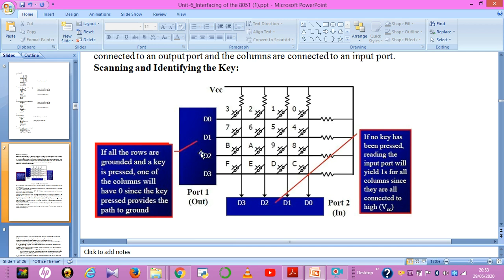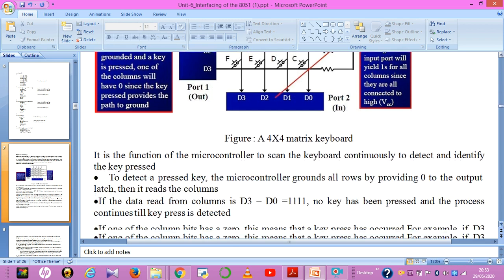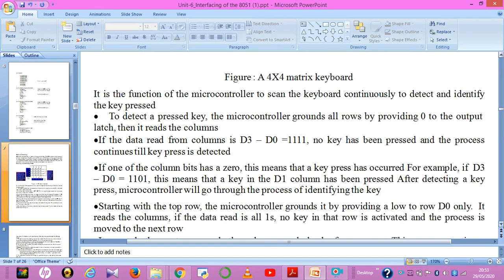Here, bits D0 to D3, the lower bits of port 1, are connected to ground, which provides the zeros. D0 to D3 of port 2 are connected to VCC, which provides ones. Next, I have given the steps for how to scan and identify the key pressed.